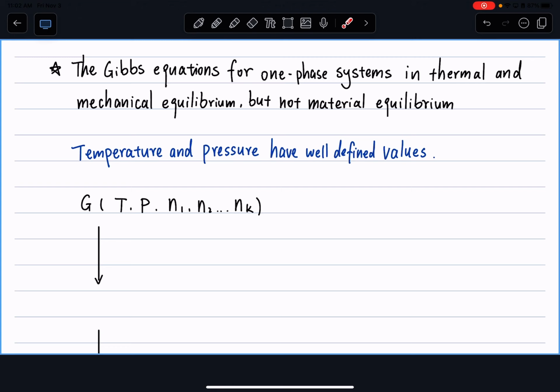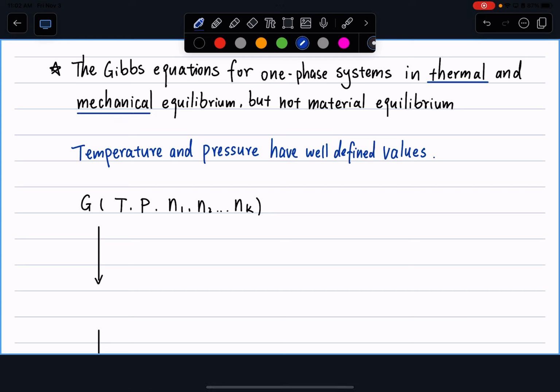When we're talking about these Gibbs equations, let's start simple with only a one-phase system that is in thermal and mechanical equilibrium. So in thermal and mechanical equilibrium, your temperature and pressure are well defined. But now this system is not at material equilibrium. It's also pretty straightforward to understand. You can have a chemical reaction taking place in a water bath of constant temperature and atmospheric pressure, right? So it's something that's easily achieved.